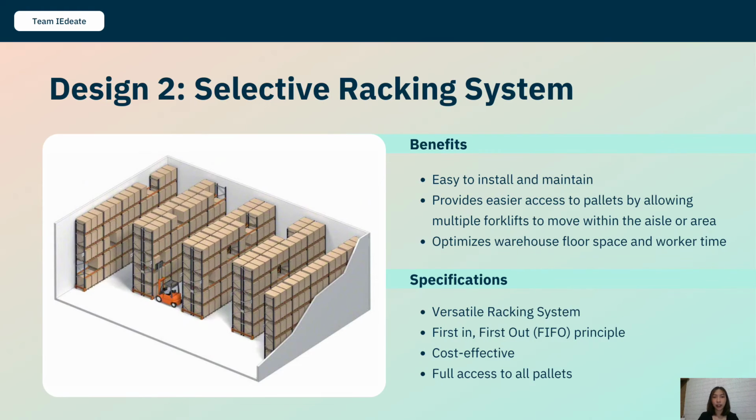The second design alternative the proponents suggest is the selective pallet racking system. It is different from other systems in that it avoids the need to move one pallet in order to access another. This makes each pallet highly visible and easy to load and unload. The benefit of this type of racking system is that it is easy to install and maintain.